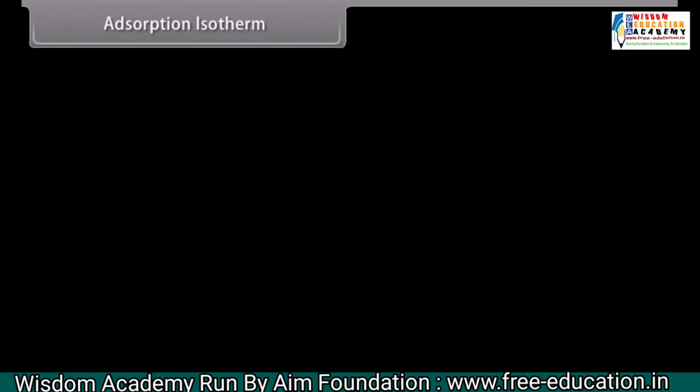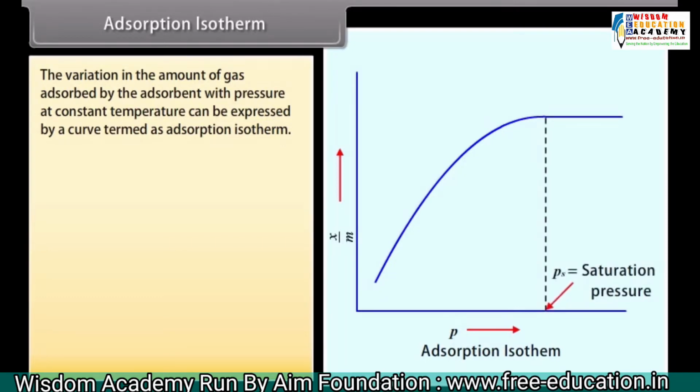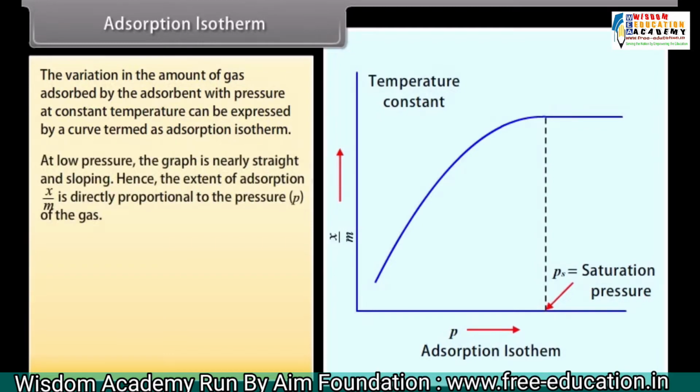Adsorption Isotherm. The variation in the amount of gas adsorbed by the adsorbent with pressure at constant temperature can be expressed by a curve termed as adsorption isotherm. At low pressure, the graph is nearly straight and sloping. Hence, the extent of adsorption x/m is directly proportional to the pressure of the gas. This can be expressed as x/m ∝ P^1.